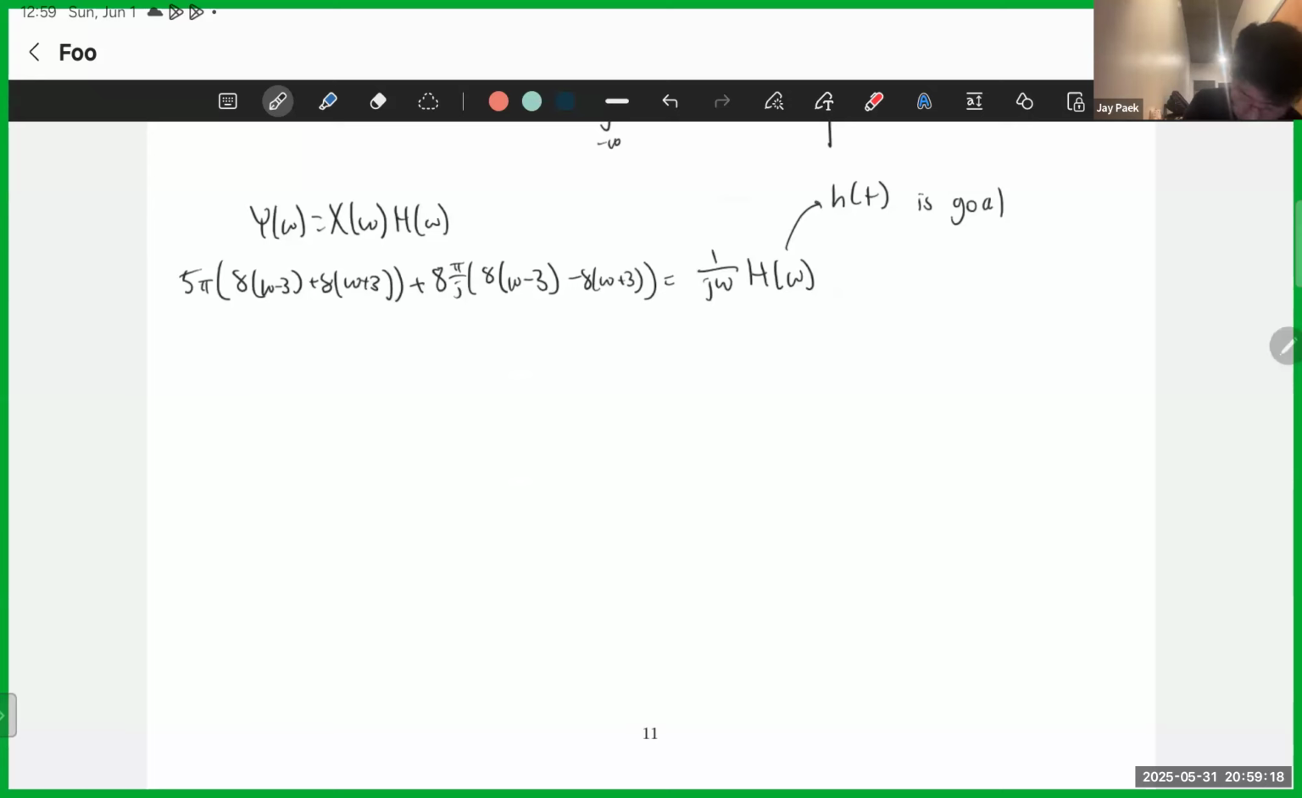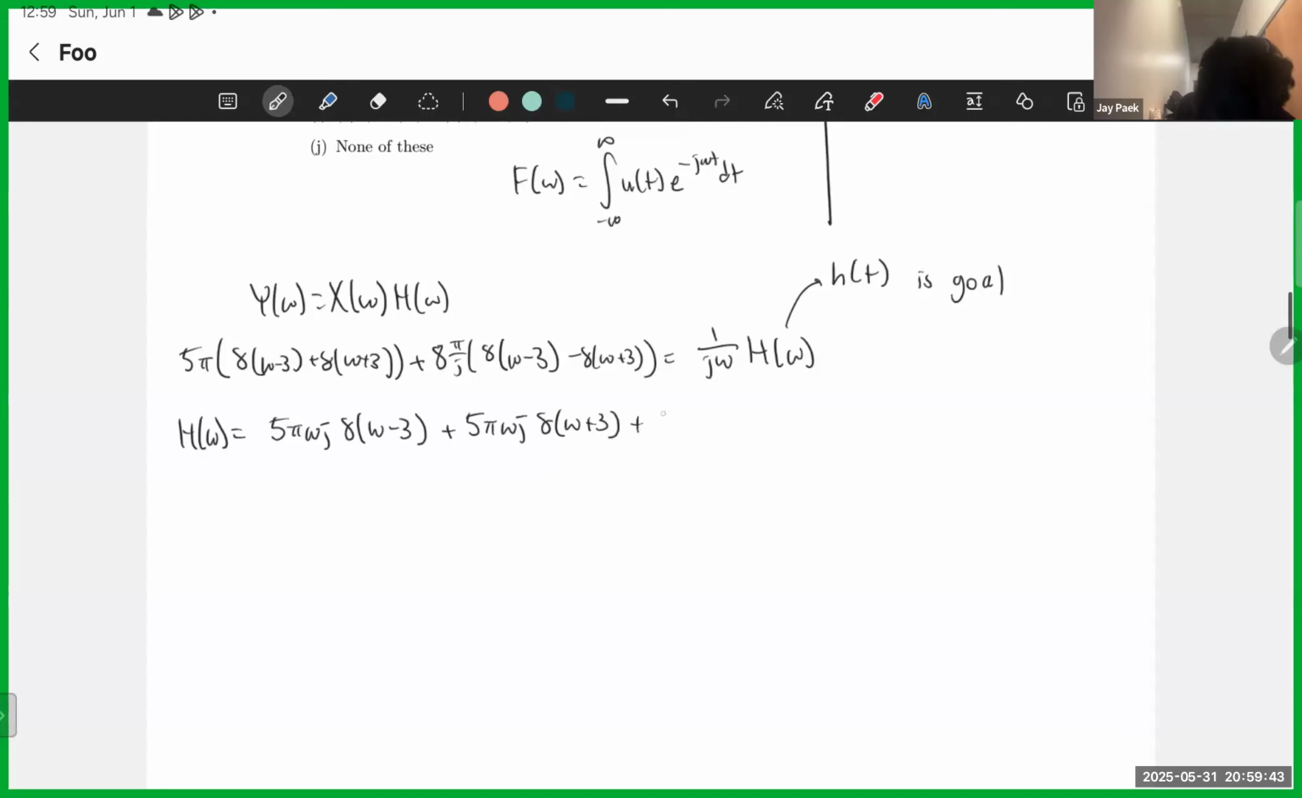So we realize that our answer, h of omega, is quite literally just 5 pi omega j delta of omega minus 3, plus 5 pi omega j delta of omega plus 3, plus 8 pi omega, and then we just keep going, 8 pi omega.